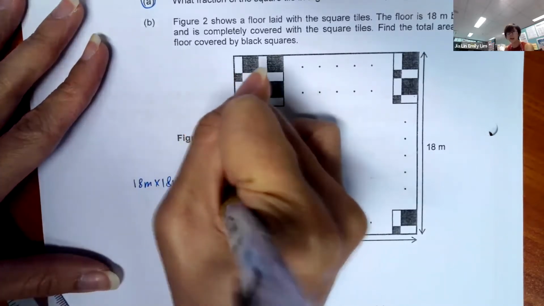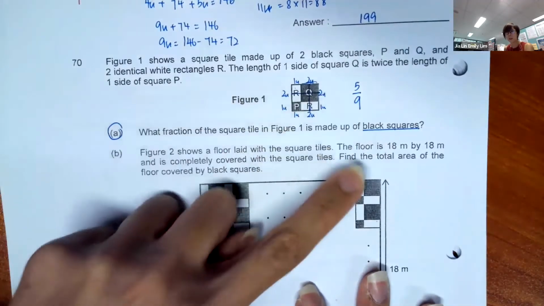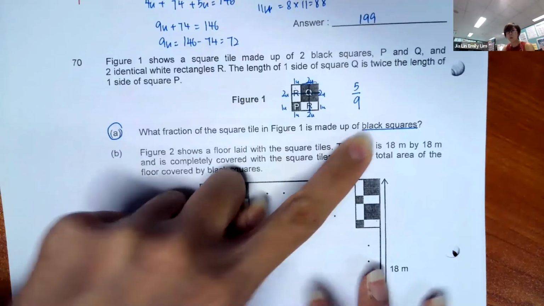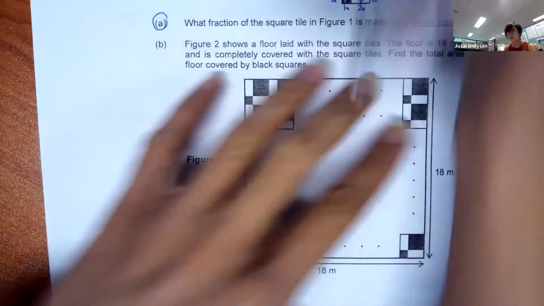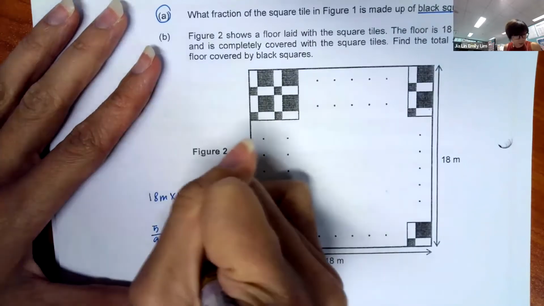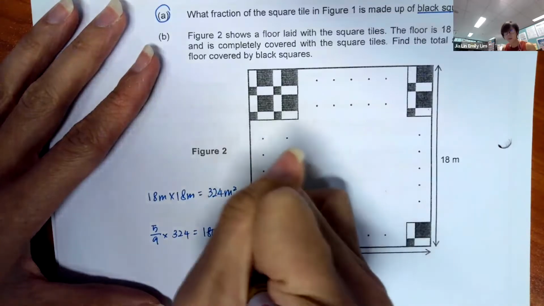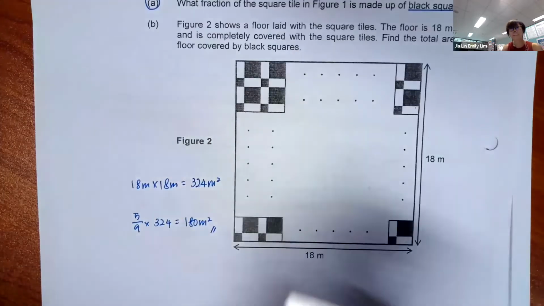So since 5/9 of the square is covered with black square, then out of the whole thing, it will also be 5/9 of the whole floor. Okay, so 5/9 times 324, I'll get the answer of 180 square meter. That's it. Okay, that's it for part B.